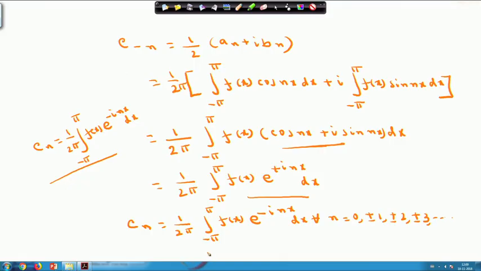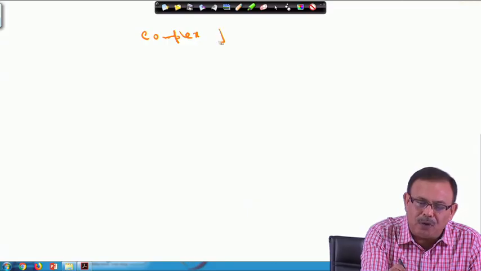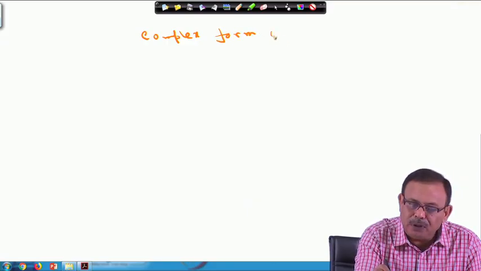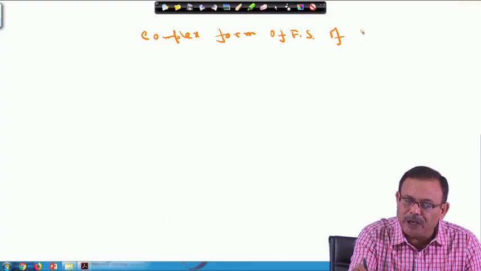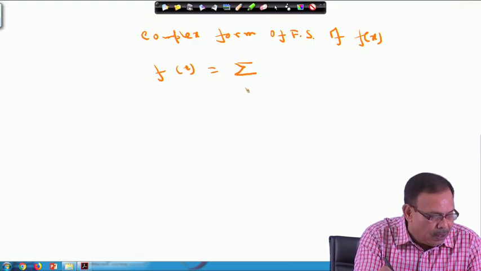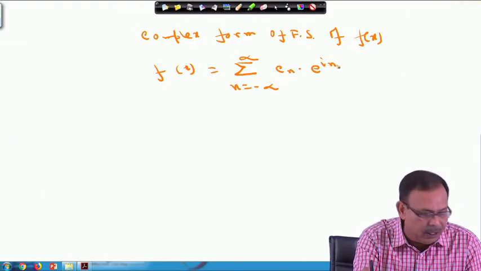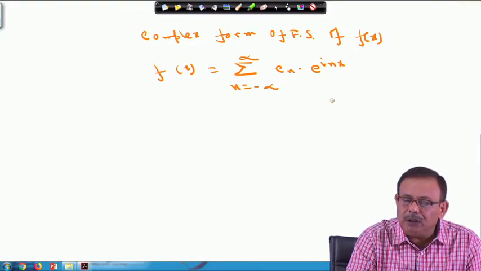So, ultimately I am getting one thing, that C n equals 1 by twice pi integral from minus pi to pi f x e power minus I n x dx for all n equals 0, plus minus 1, plus minus 2, plus minus 3, in this way it will go. So, now I can say the complex form of Fourier series, I am writing F S of f x. Now what can you write? Simply, you can write f x equals sum from n equals minus infinity to infinity of C n into e power I n x, where C n has been given earlier.